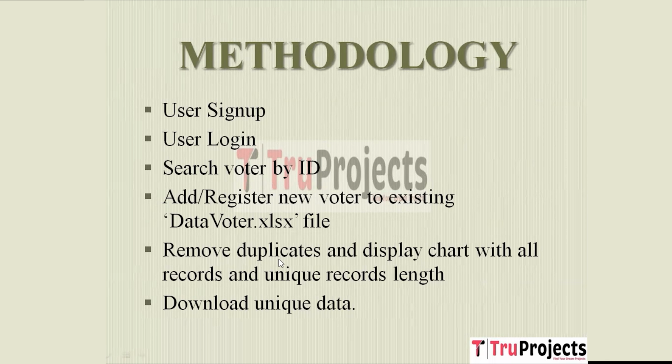The next module is remove duplicates and display chart with all records and unique records length. So this module focuses on data deduplication. It identifies and removes duplicate records from the data voter Excel file. After performing the deduplication process, the module generates a chart that visualizes the count of records before and after the deduplication. The last module is download unique data. So users can download a file containing the unique records after the deduplication process. This module provides a link to download the file, which includes the filtered records without any duplicates.